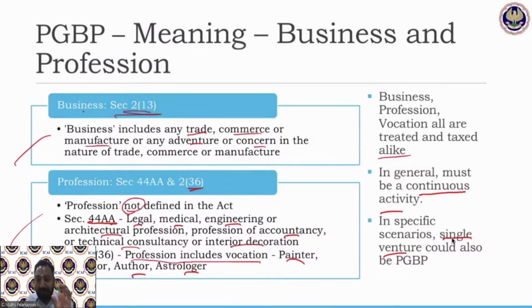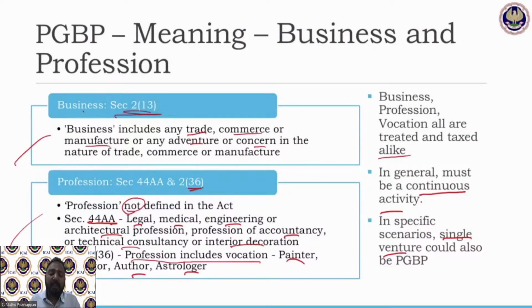We also said these activities, business, profession, occasion need not be a continuous activity. It can also be one single transaction. It is generally continuous, but need not necessarily be a continuous activity. So that's what this particular concept of business and profession is about.